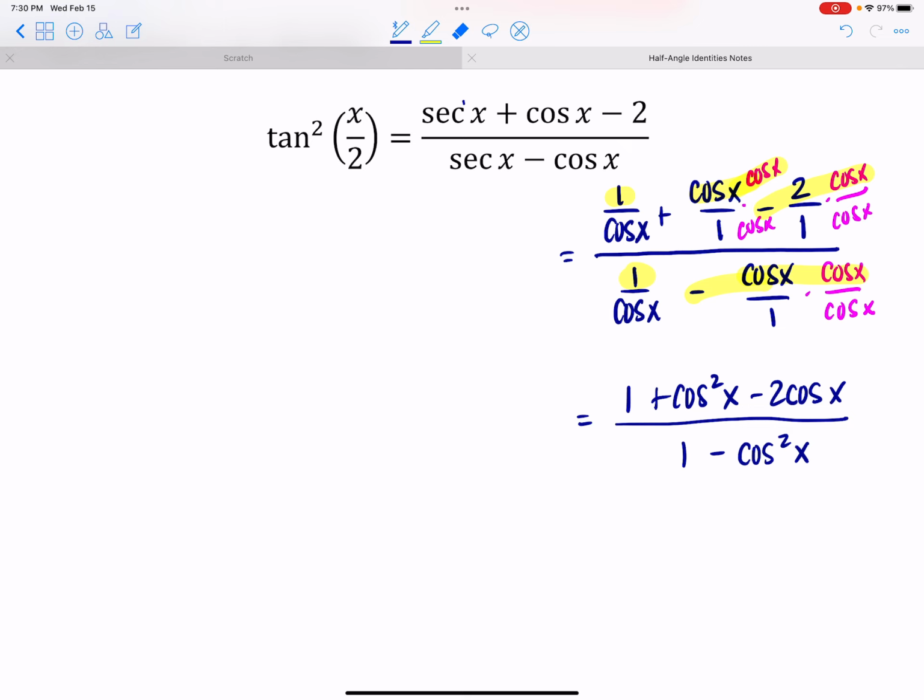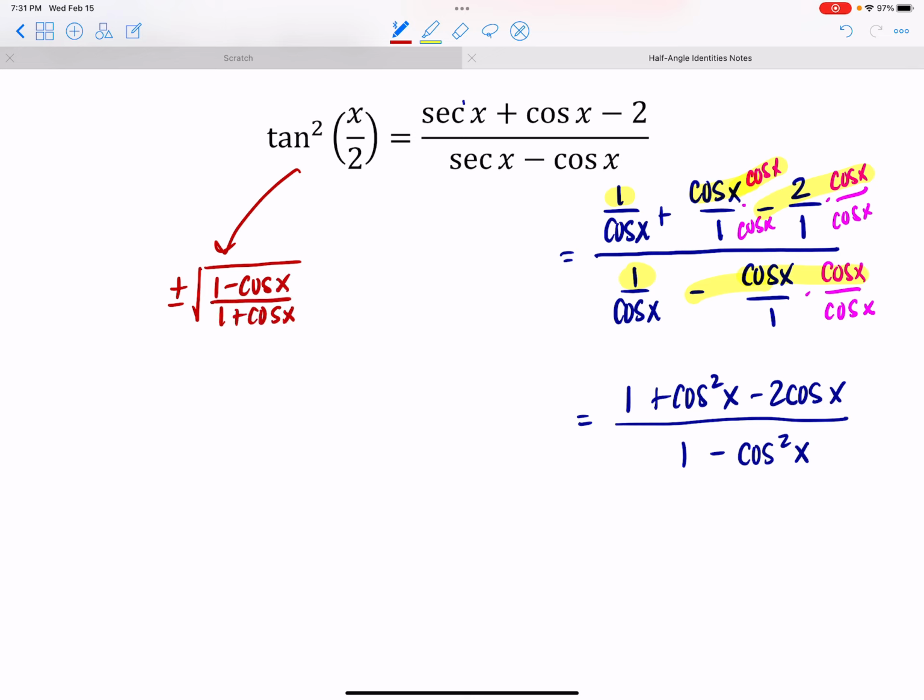Let me go to the other side and see if I can do anything else, because I don't want to make more work for myself than is absolutely necessary. But we definitely have some places where we could factor if I need to go back to that. So let's look at the other side. I have the tangent squared of a half angle. So I know that one version of the half angle formula says that the tangent of my half angle is a plus or minus square root of 1 minus cosine of x over 1 plus cosine of x.